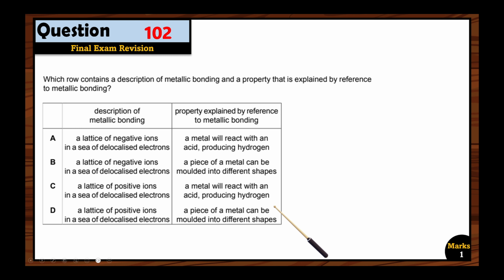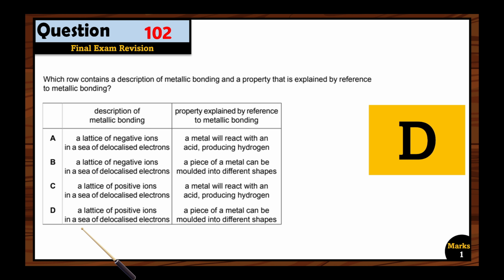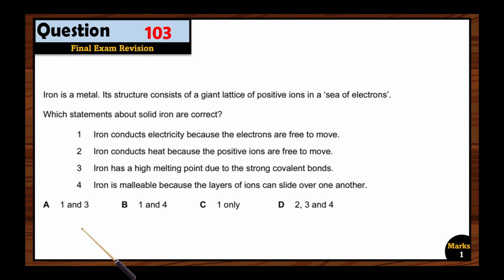Now see, a piece of metal can be molded into different shapes. Yes, it has been explained. Why does it explain? Because they're already telling you that a lattice of positive ions is there, right? So the positive ions can slide over each other. That's why the metal can be molded, right? So that's why option D explains the description of the metallic bonding. So option D is correct.